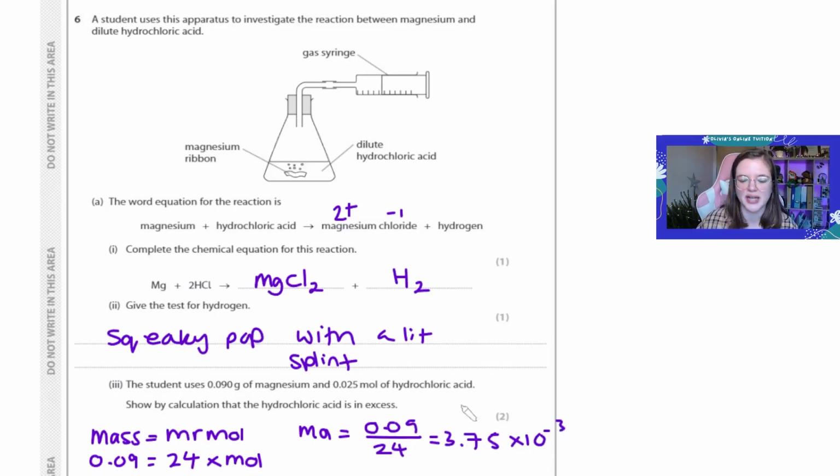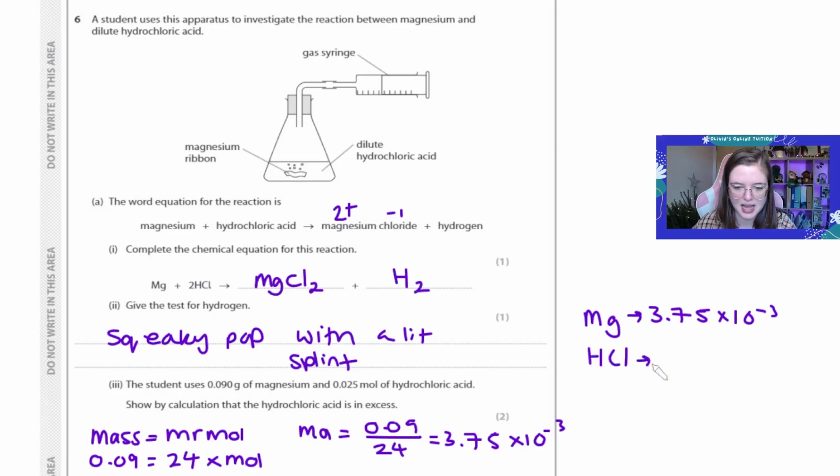Standard form is fine on a chemistry paper. Is that what your calculator gives you? That's what it gives you. Okay, so now we have, I'm going to put it over here, run out of space at the bottom. So now we know that magnesium has 3.75 times 10 to the power of minus 3 moles. And we know that HCl has 0.025 moles. Then how much do we need of each?